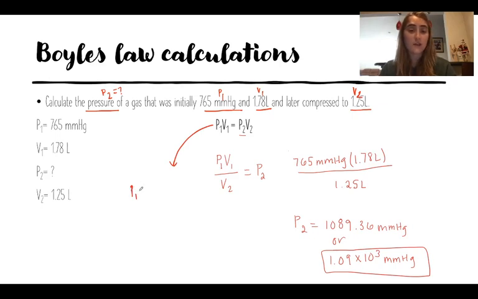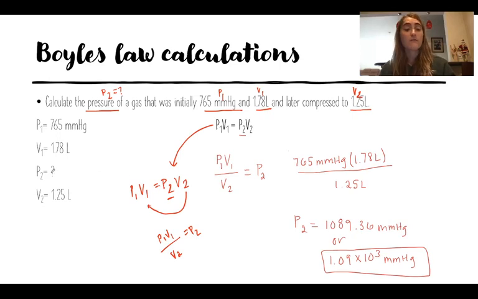So if I have P1 V1 equals P2 V2, and what I need to isolate, remember, is my P2. So I'm going to take this V2 and divide it, so I can isolate the P2 on the right-hand side of the equation. So I'm going to end up with P1 V1 over V2 equals P2. That's how you isolate. So then I can just plug my variables in directly.